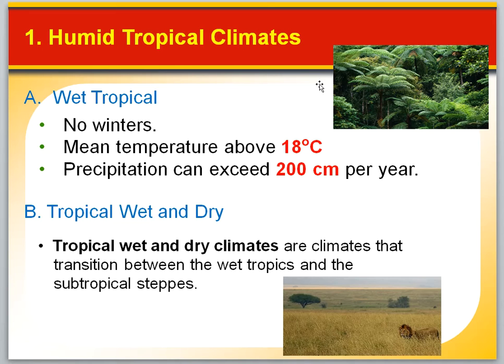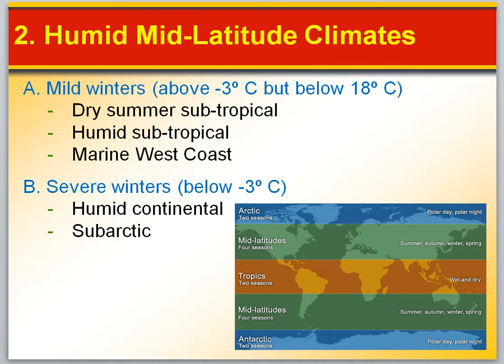There's another type of tropical climate, which is the tropical wet and dry climate, which is what you would expect in, like, an African savanna. These are transitional climates between wet and subtropical steppes. So that's the first classification, which is the humid tropical climate. The second is a fairly large classification of climates, the humid mid-latitude climates. That is subcategorized into mild winters and severe winters.